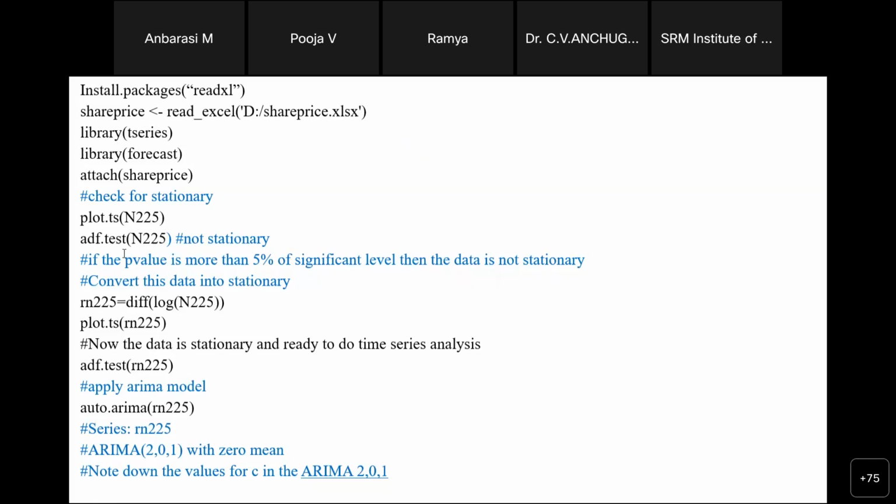And then what we have to do? We have to check whether there is any mean. So here also, if you take it out, the mean value is also 0. Okay, so there is no uptrend or downtrend. Here you don't have anything with that. So here the mean value is also 0.